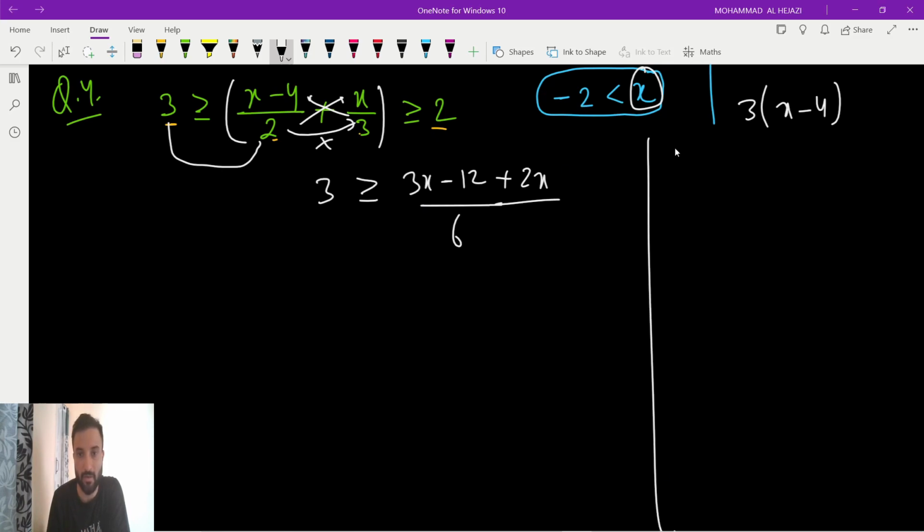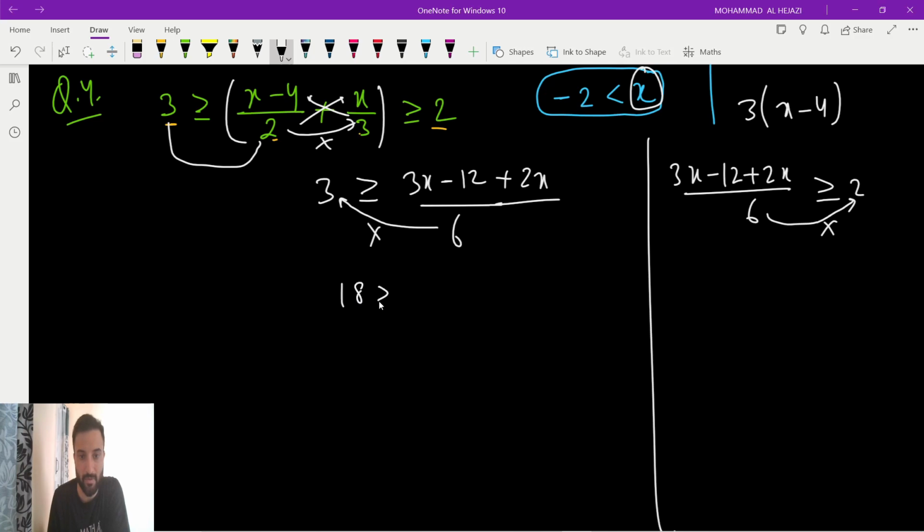We will take the second and third. The second one means the same thing, it will come 3x minus 12 plus 2x by 6 is greater than or equal to 2. So this 6 will go to this side, so it will become cross multiply. So this 6 also will go that side, cross multiply. This is the first-second, this is the second-third. So it will become 6, see the 18 is greater than or equal to, guys see this 3x plus 2x, 5x minus 12, greater than or equal to 6 times 2, which is 12.